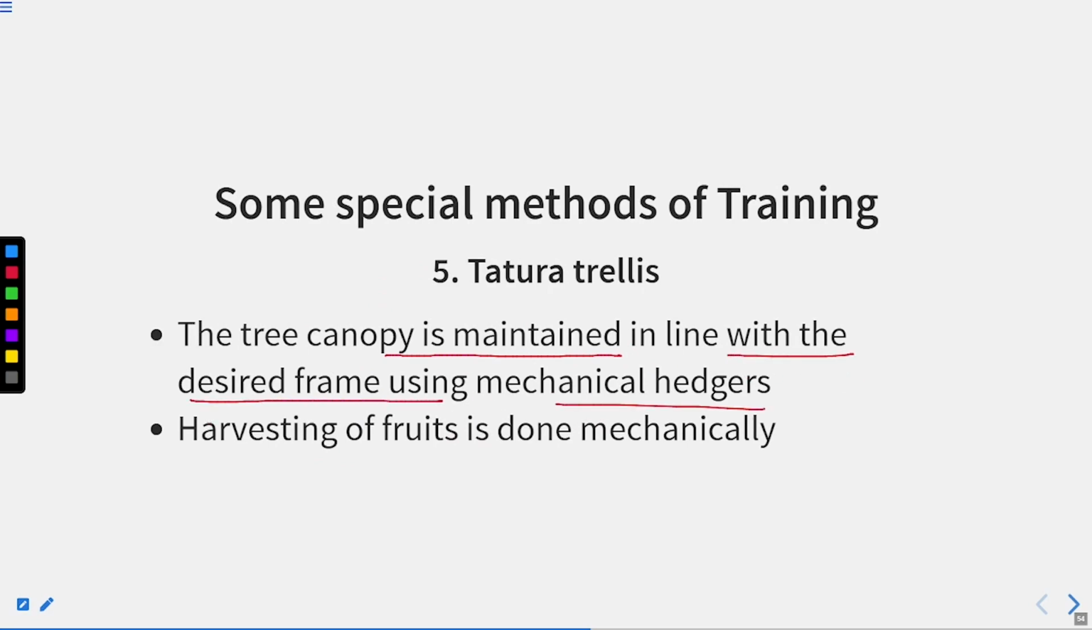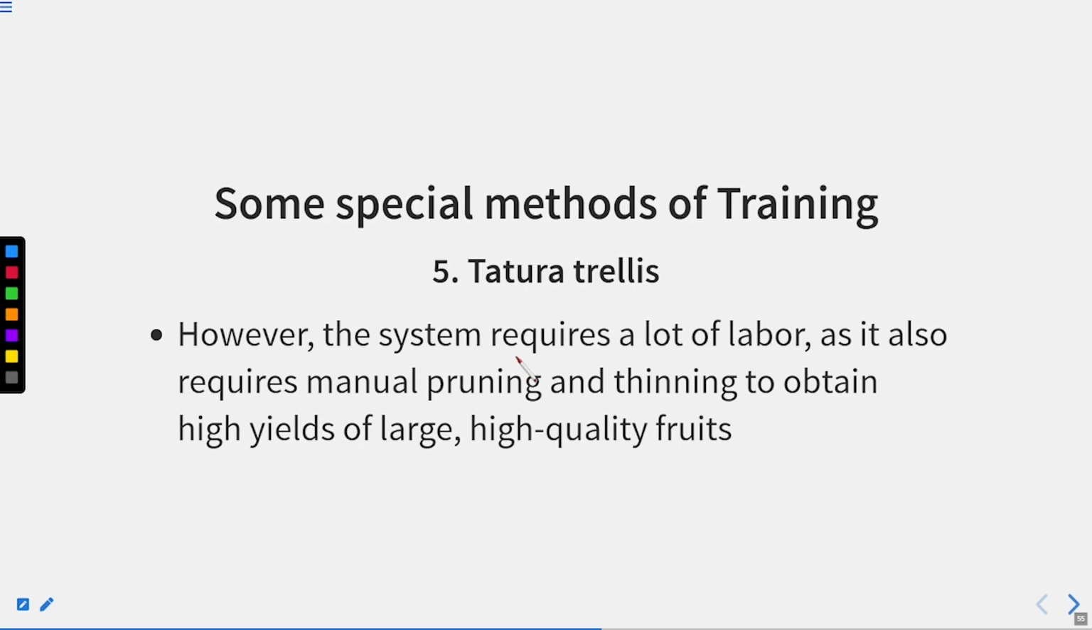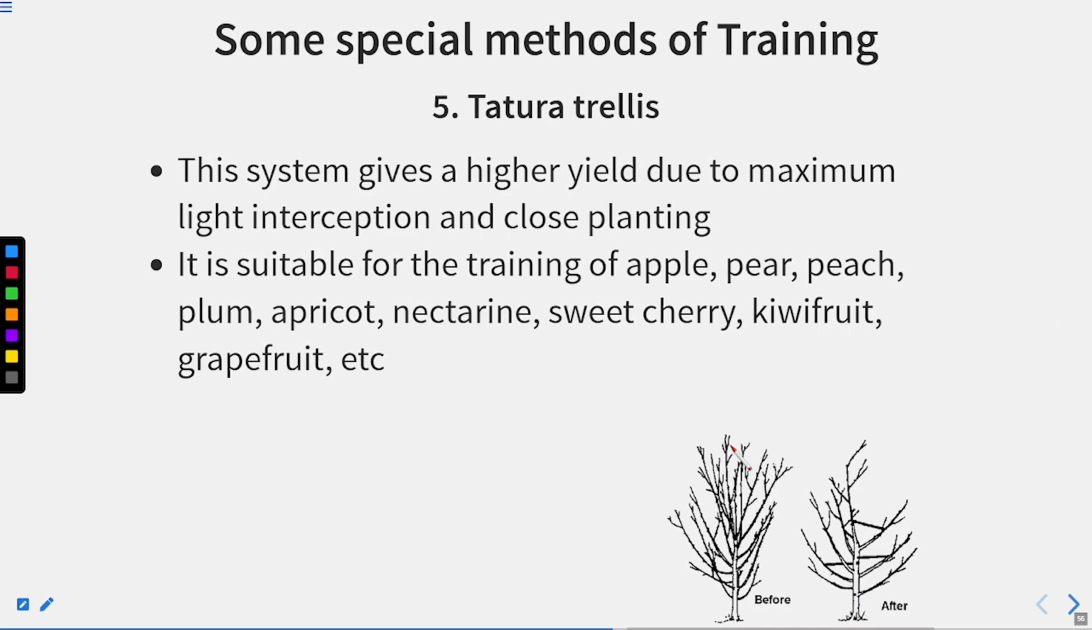The tree canopy is maintained in line with the desired frame using the mechanical hedges, and harvesting of the fruit is done mechanically. So this tree canopy is maintained in a line with the desired frame. We can have a different frame and we can design that using the mechanical hedges. So this is done mechanically, and the harvesting of the fruit is also done mechanically. However, the system requires a lot of labor, as it also requires manual pruning and thinning to obtain high yields of large, high quality fruit. So, a lot of tedious work is done in this particular system.